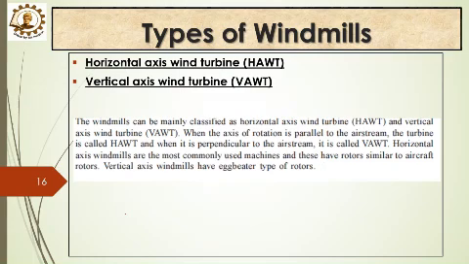Now, coming to the types of windmills. What are the different types of windmills? These are horizontal axis and vertical axis. The windmills can be classified as horizontal axis and vertical axis depending upon the axis of rotation. When the axis of rotation is parallel to the airstream, it is known as horizontal axis. And when it is perpendicular to the airstream, it is known as vertical axis. The horizontal axis wind turbines are the most used ones, which have rotors similar to aircraft ones, and vertical axis windmills have egg beater type of rotors.